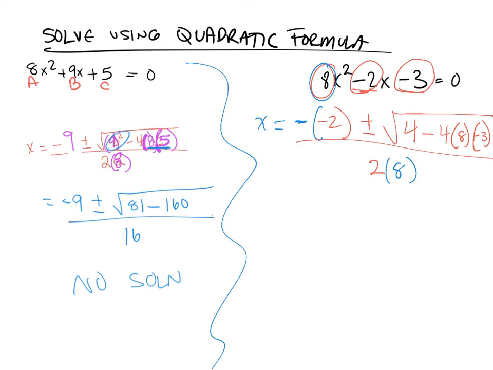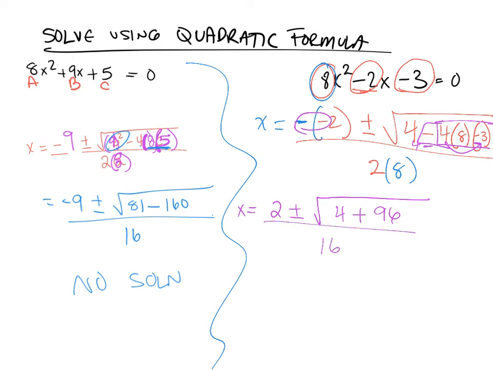Now when I go to complete this one, the opposite of -2 is +2. So x equals 2 plus or minus the square root of 4, and then I always go minus, and then I take this 4 times 8 is 32, or you could say 4 times -3 is -12, and -12 times 8 is -96, so it's 4 minus -96, which is 4 plus 96, all over 16.